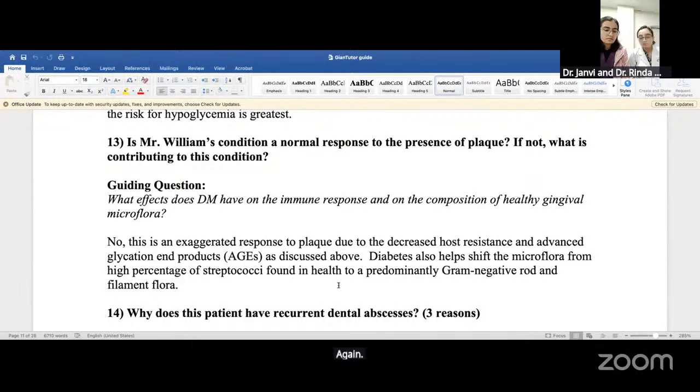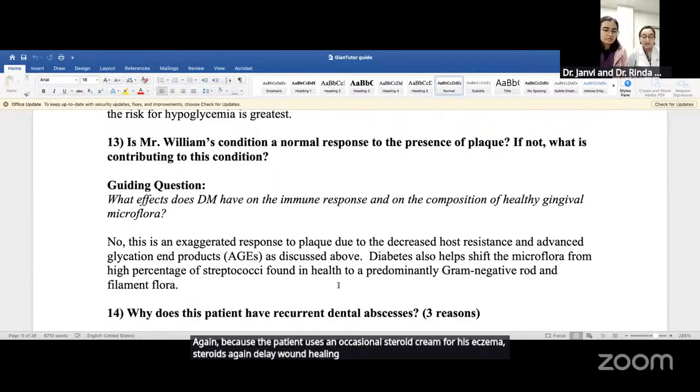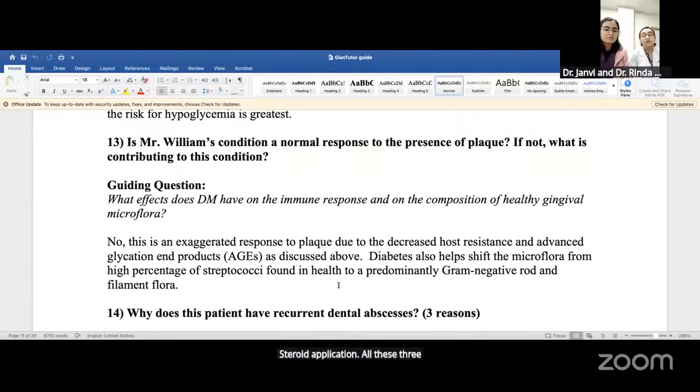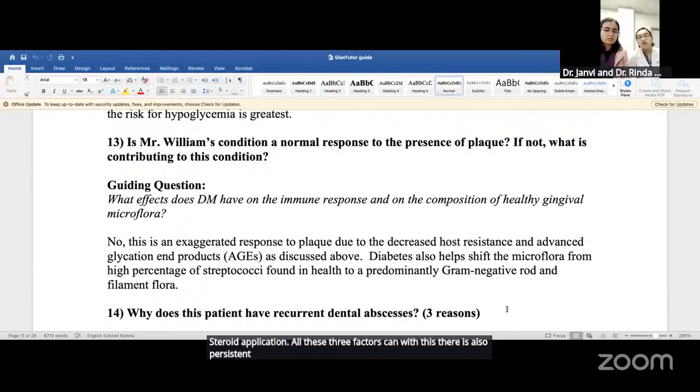Again, because the patient uses an occasional steroid cream for his eczema, steroids again delay wound healing. They increase hyperglycemia. So already the patient is diabetic, and steroids also increase hyperglycemia, so it delays the healing. Also, there is increased protein breakdown because of steroids, a decrease in osteoblastic activity and an increase in activity of osteoclasts. Vascularization is also disturbed in cases of steroid application. With all these three factors, there is also persistent stress that the patient is undergoing. So all these factors can lead to improper healing and can cause recurrent dental abscess.